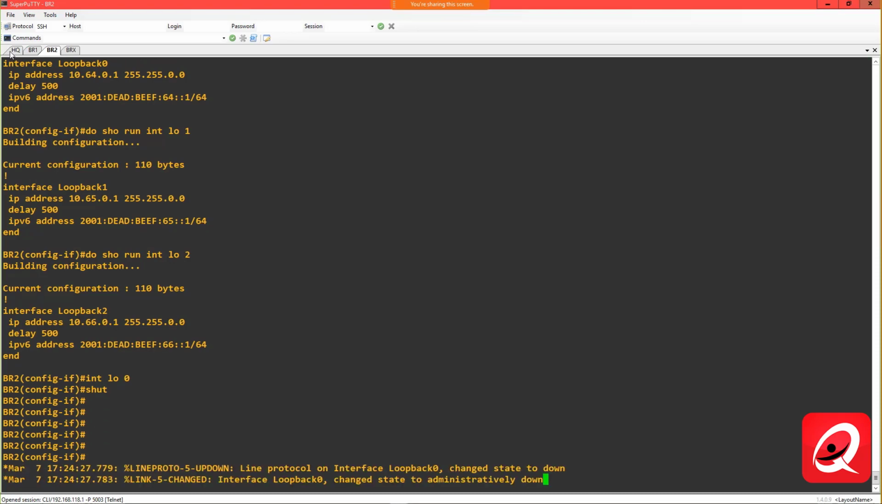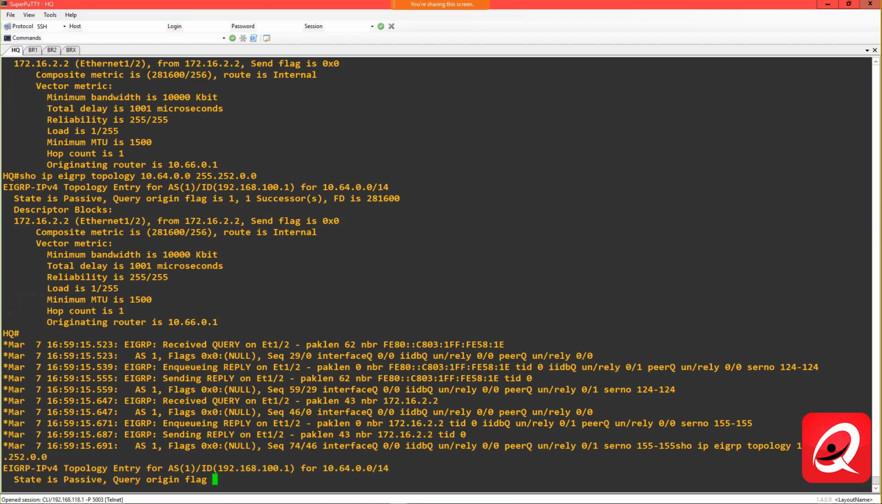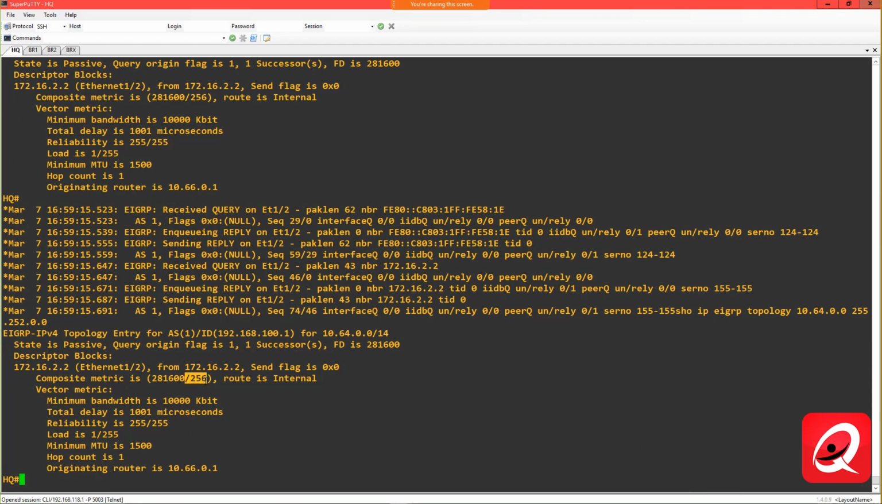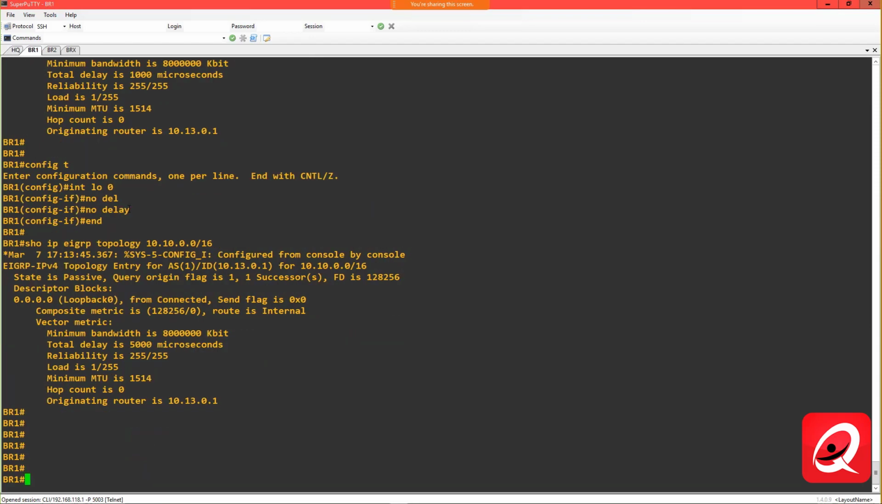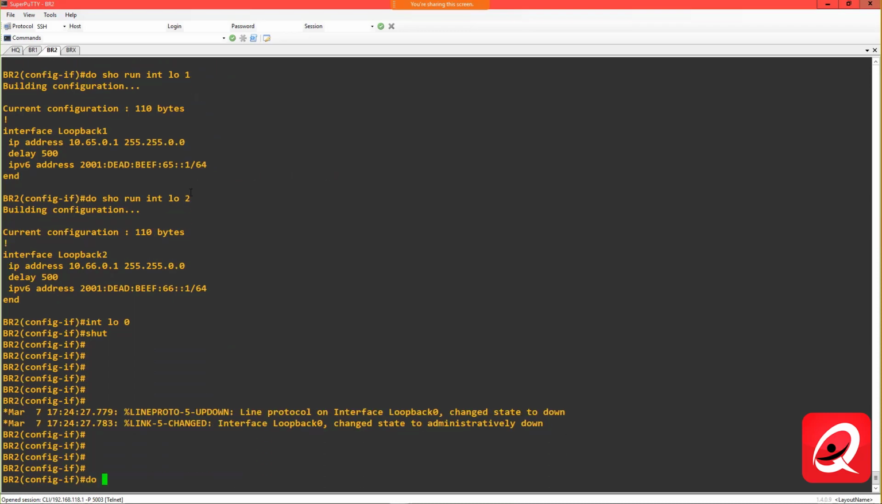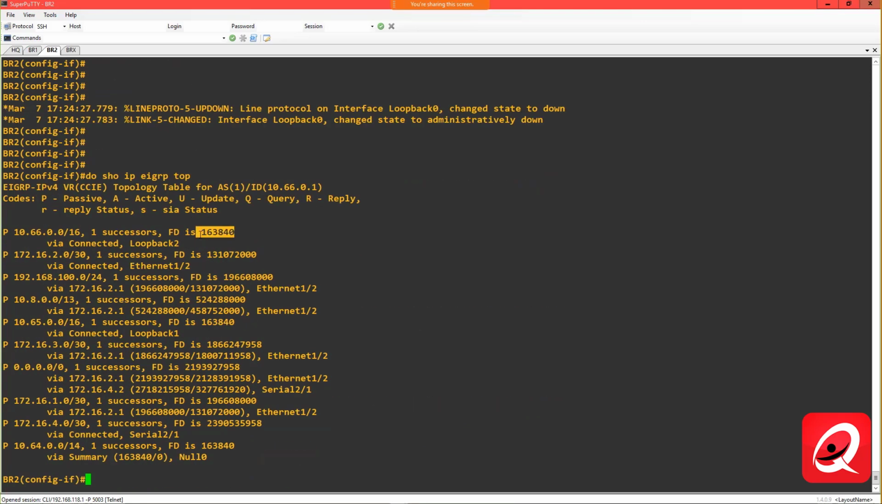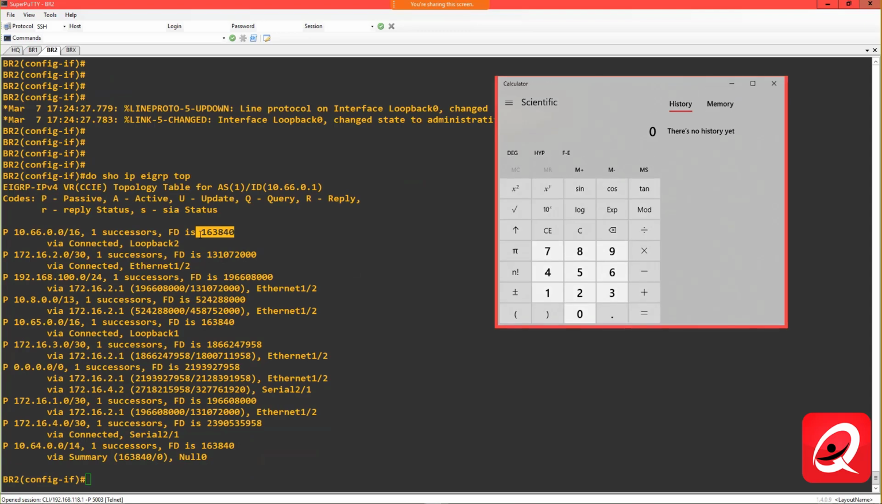So if I go to HQ, what I should see reflected in HQ's route, of course, is that the reported distance should be, basically, whatever the overall metric is for those two loopbacks that are still active, right? Go back to BR2. Do show IP EIGRP topology. And we're seeing 163840. 163840 divided by 128 is 1280.